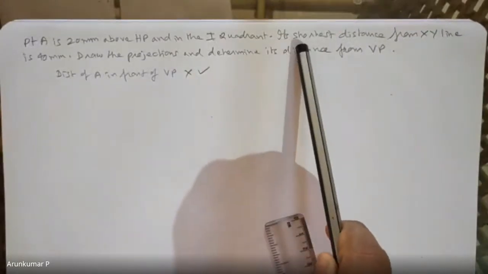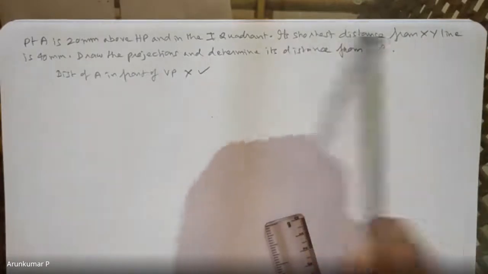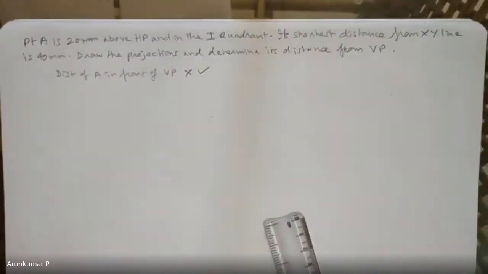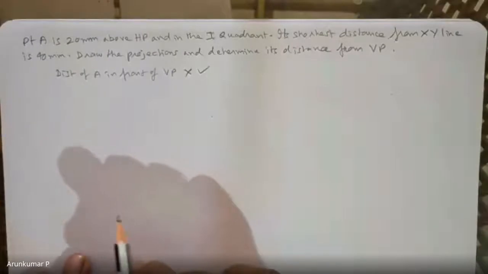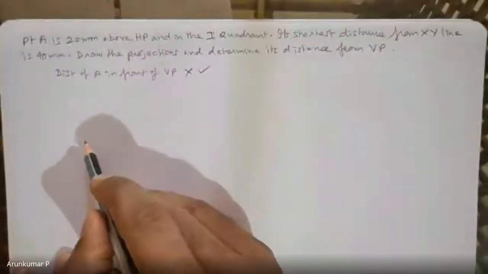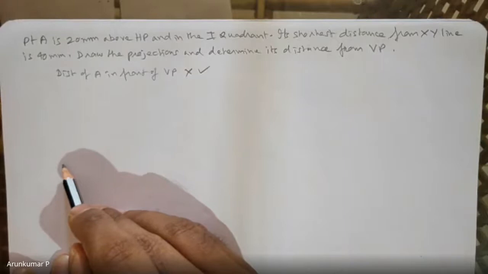One extra thing is given to you, which we have not seen till now. That is, its shortest distance from XY line is 40. What is the shortest distance? This is a concept which we have to understand. And to understand this, we have to again go to 3D. It is not possible to understand it in 2D. So let us start with that first quadrant. I think I have to draw a longer quadrant.